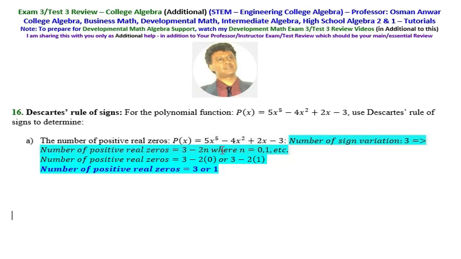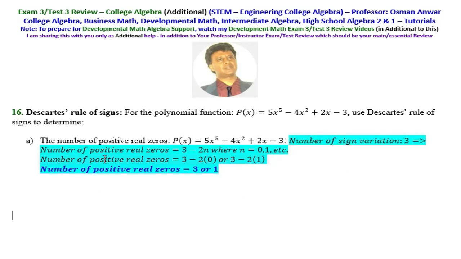So from here to here there is a sign change from positive to negative, from negative to positive, from positive to negative. That is, the number of sign variations is 3. That is, the number of positive real zeros is 3 minus 2n, where n is equal to 0, 1, etc.